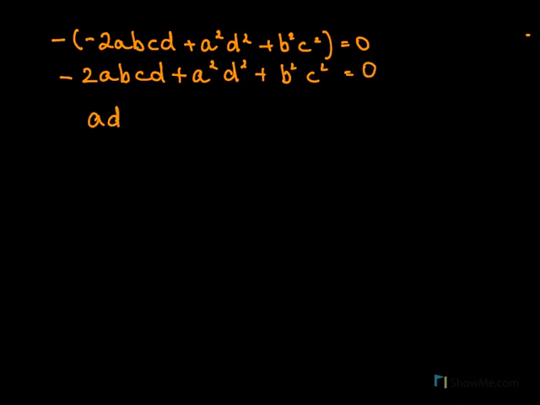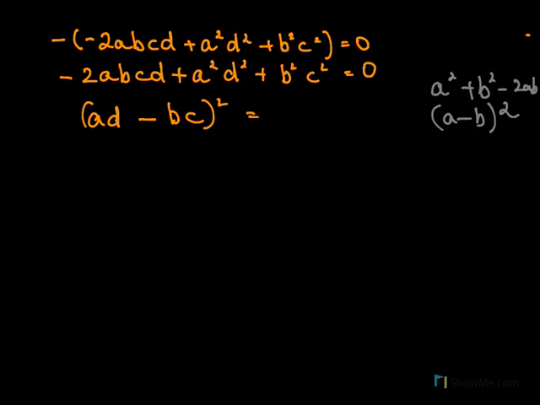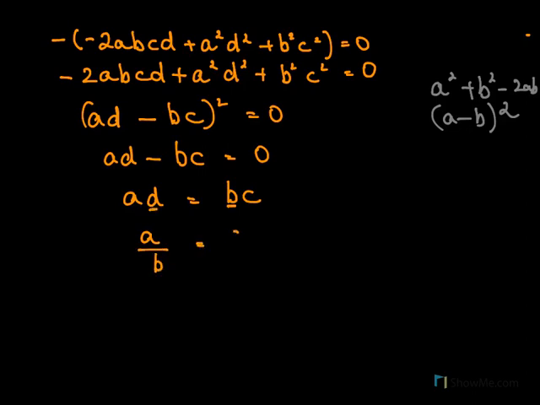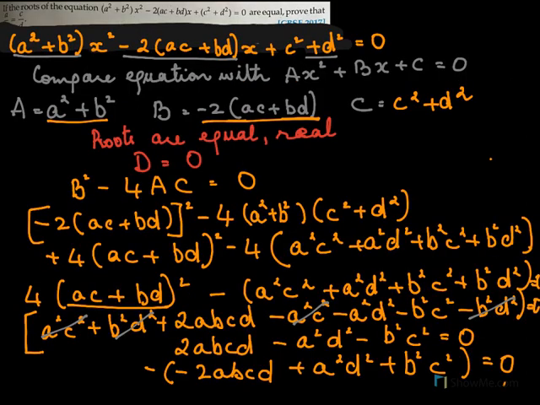And if you see, this is nothing but ad minus bc the whole square. Let me go over this. It was a square d square plus b square c square minus 2abcd, which is nothing but ad minus bc the whole square, and this is equal to 0. So ad minus bc equals 0. So ad equal to bc, which means now cross multiply, this b will come down and this d will go on the other side, and I've got my answer.